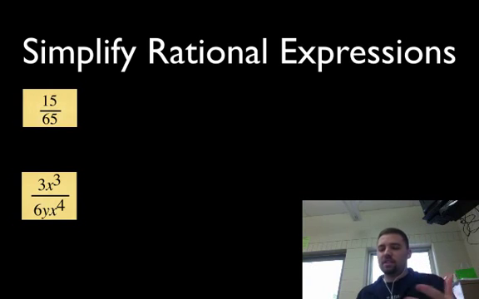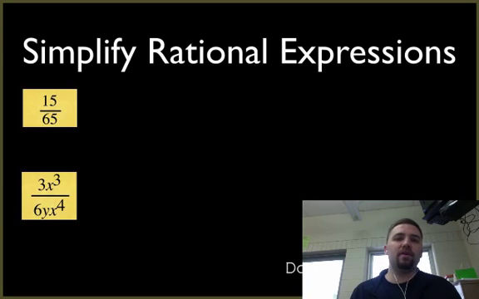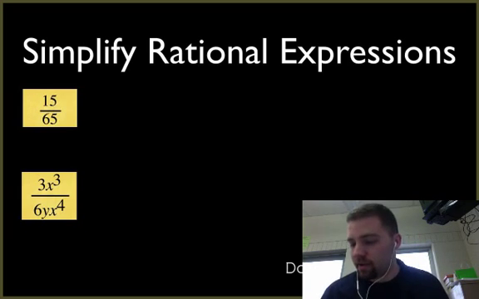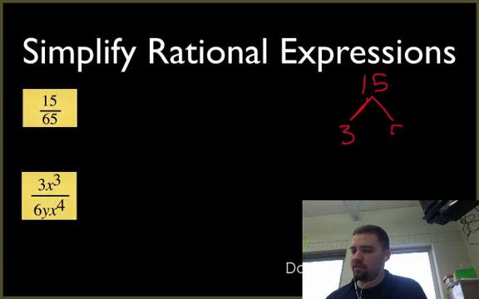So this first one is just 15 over 65. It's a rational expression involving just numbers, and we want to simplify it. To simplify it, we want to see what factors, or what parts, make up 15 and what factors make up 65, and cancel out what we can. I'm going to do a little scratch work over here on the right, and factor 15, and that factors into 3 and 5.